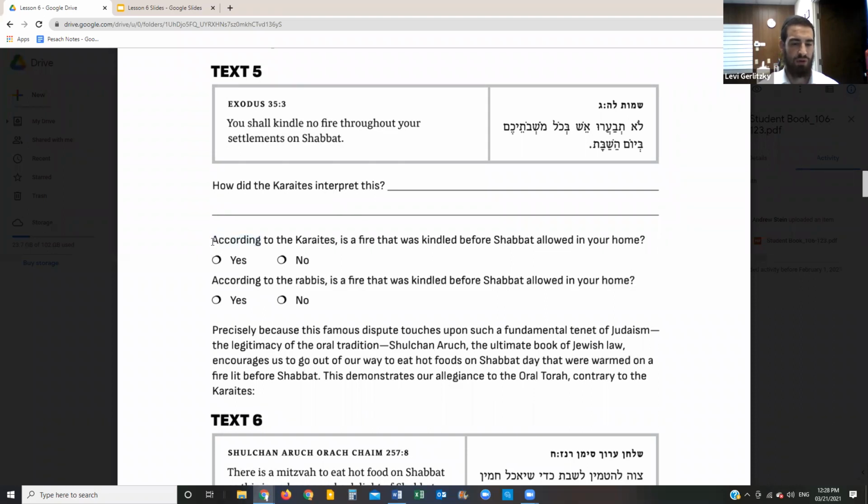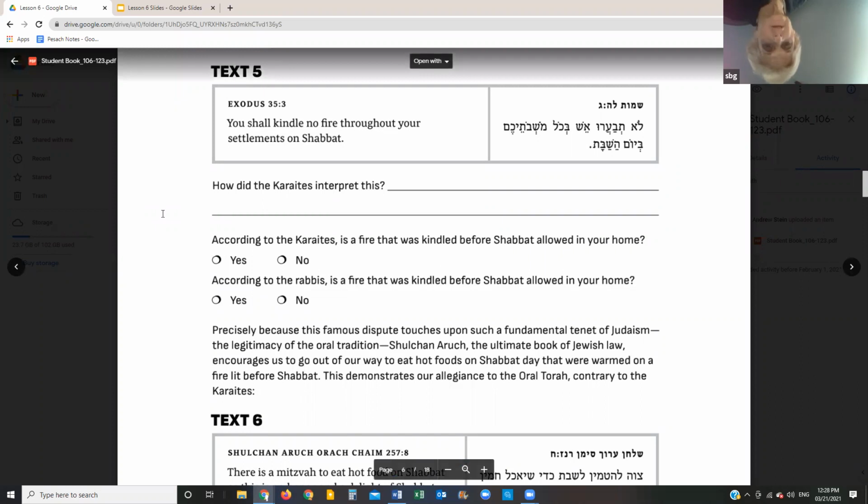Sheila, if you'd like to read. According to the Karaites, is the fire that was kindled before Shabbat allowed in your home? Right, so the answer would be no. They say that it's not allowed, right? Even if it was kindled before Shabbat, you must extinguish it before Shabbat starts.